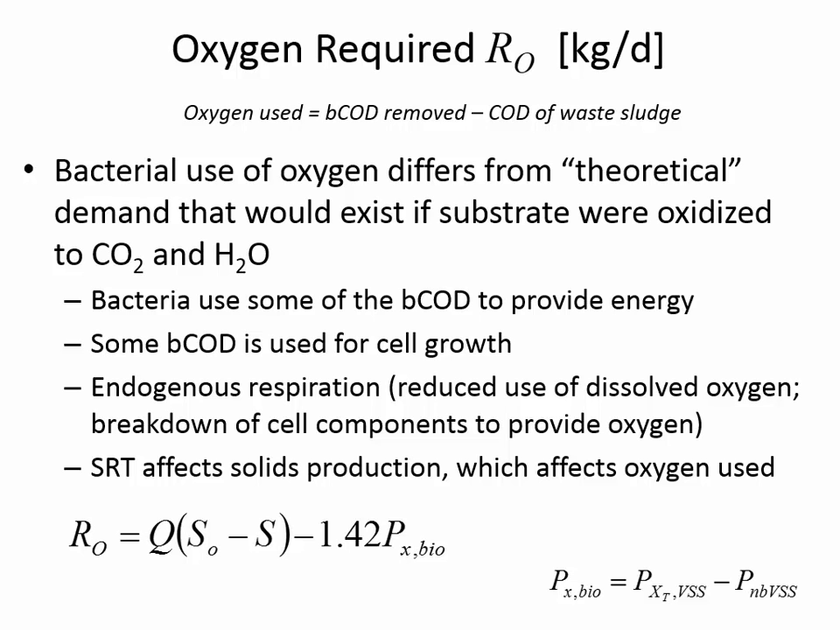Anybody remember what is 1.42? What's the origin of that strange coefficient? Okay, it is very good. It's the grams of oxygen required per gram of cell tissue. So if we have 1 gram of cell tissue, then it would require 1.42 grams of oxygen to break down that tissue. So when we are generating cells, that reduces the oxygen demand because those cells are going to exit the system. All right, so let's take a break.